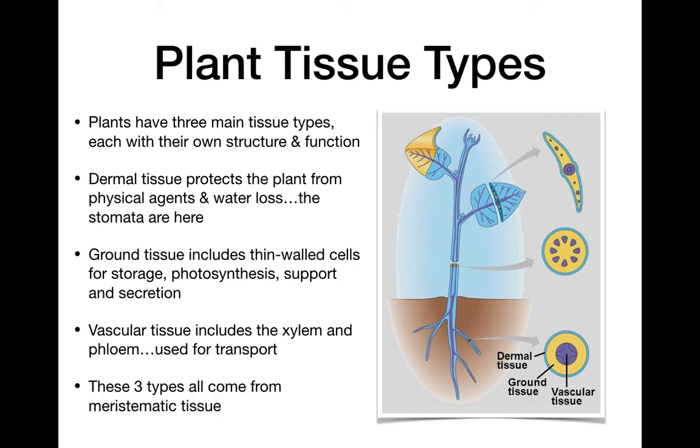Okay, all 3 of these types of tissue come from meristematic tissue, and meristematic tissue is the tissue where a plant is first growing. So up here, the very top where it's growing tall, that's a meristem up there. And you would also have them in the bottom here and some lateral meristems as well. The plant is growing, it's going to have meristematic tissue.